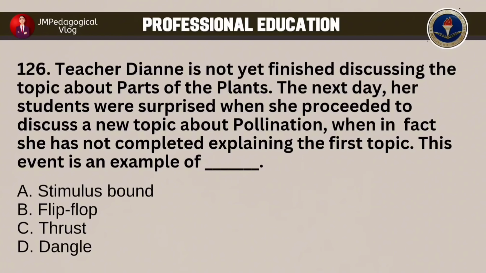126. Teacher Diane is not yet finished discussing the topic about parts of the plants. The next day, her students were surprised when she proceeded to discuss a new topic about pollination, when in fact she has not completed explaining the first topic. This event is an example of A. Stimulus bound. B. Flip-flop. C. Thrust. D. Dangle. D. Dangle.